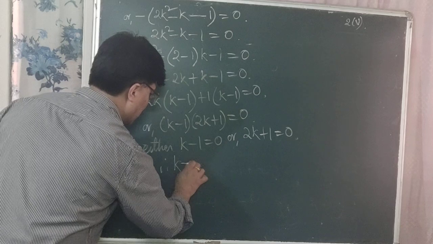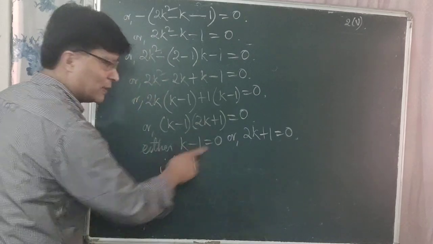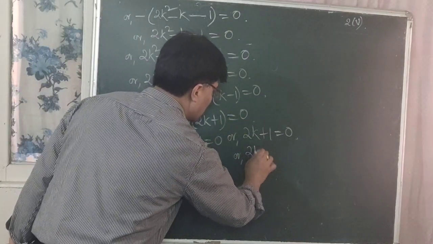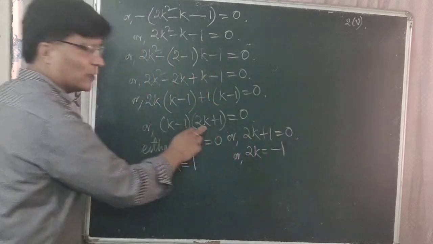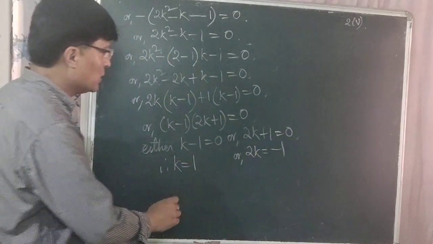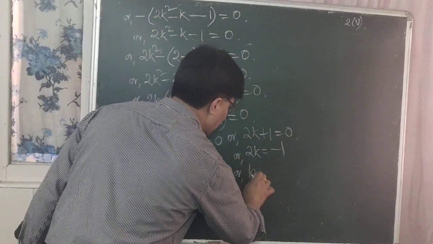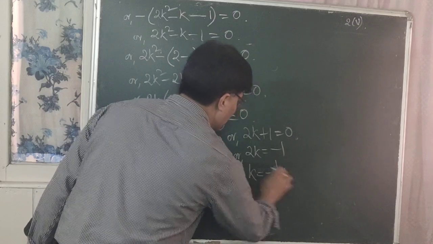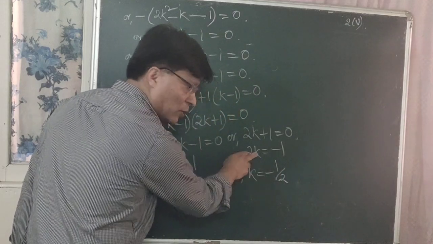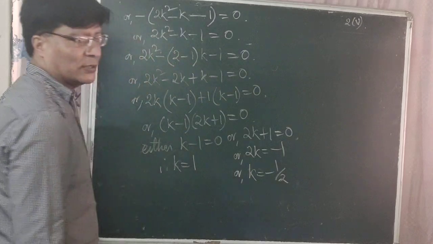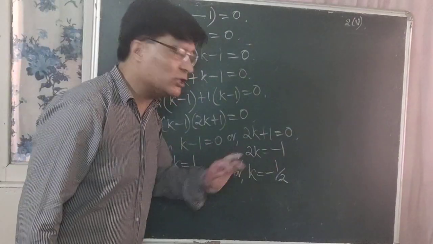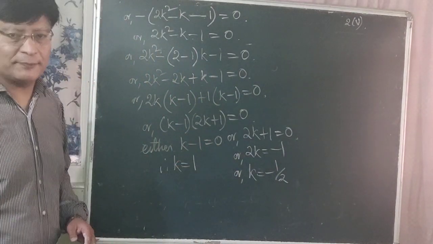So from here k is equal to 1, taking minus 1 to the other side. From the other, what is the value of k? 2k is equal to minus 1. First of all, plus 1 is taken to the right hand side, so 2k is equal to minus 1, or what is the value of k? Minus 1 upon 2. Since this is 2 into k, when this 2 goes to the right hand side, it goes to the denominator, so k is equal to minus half.